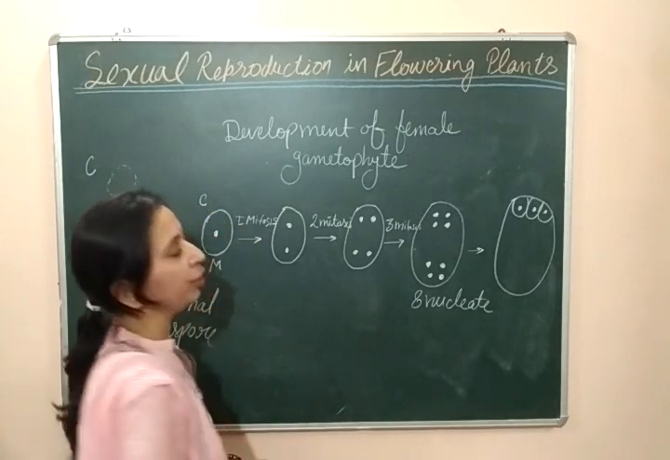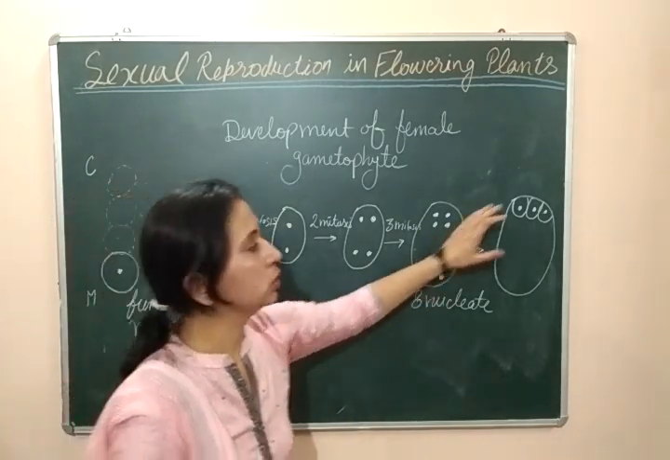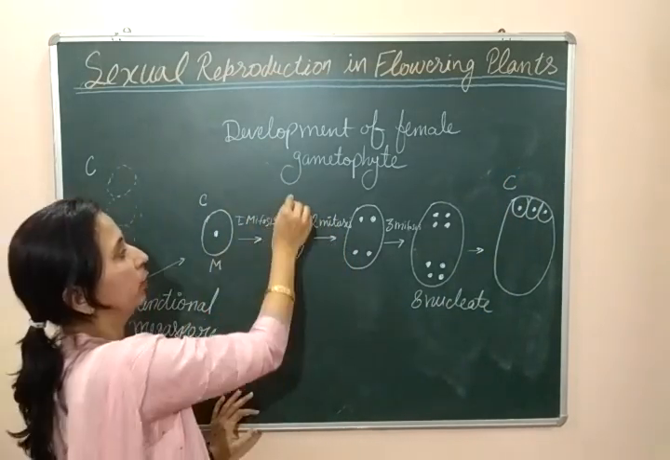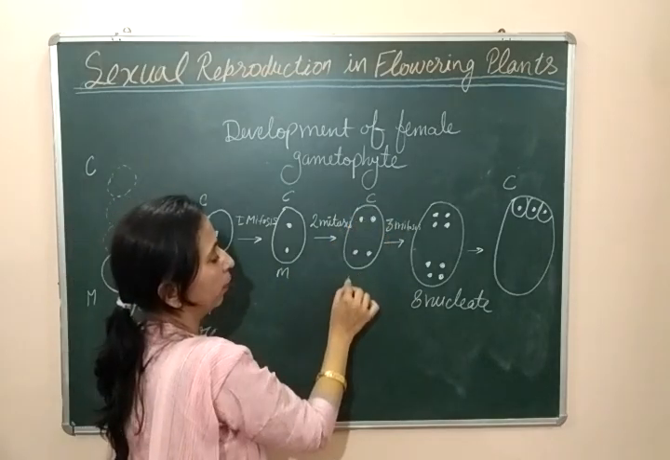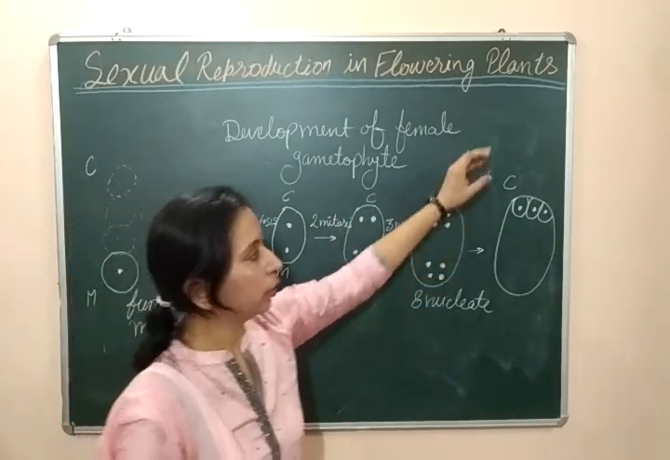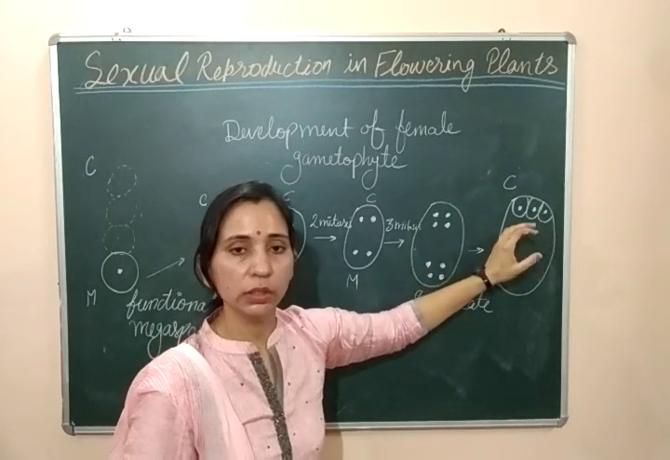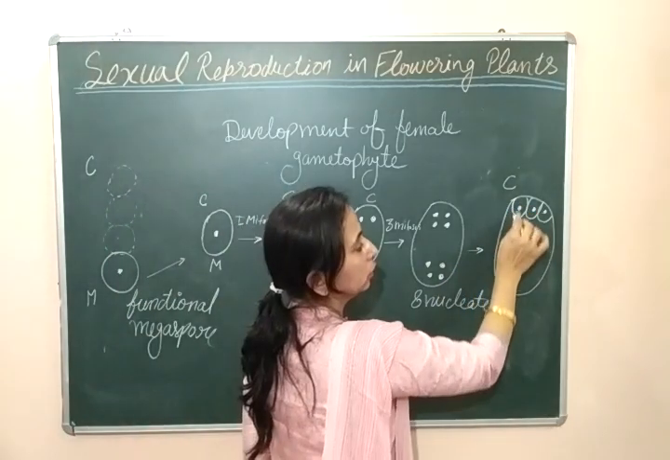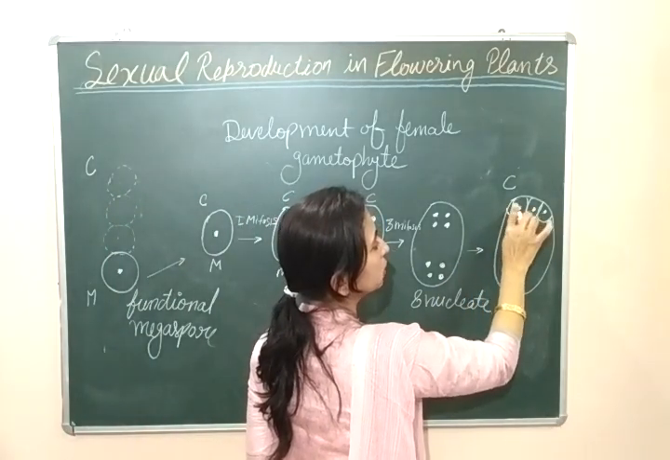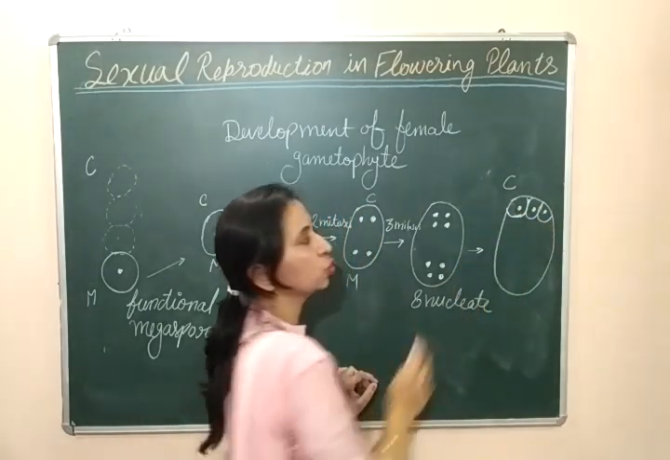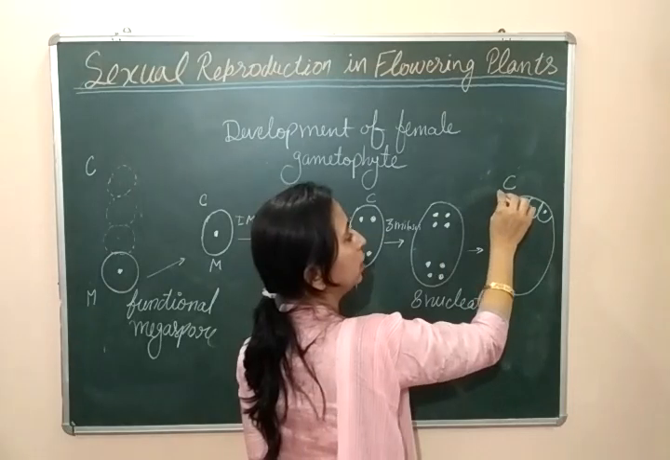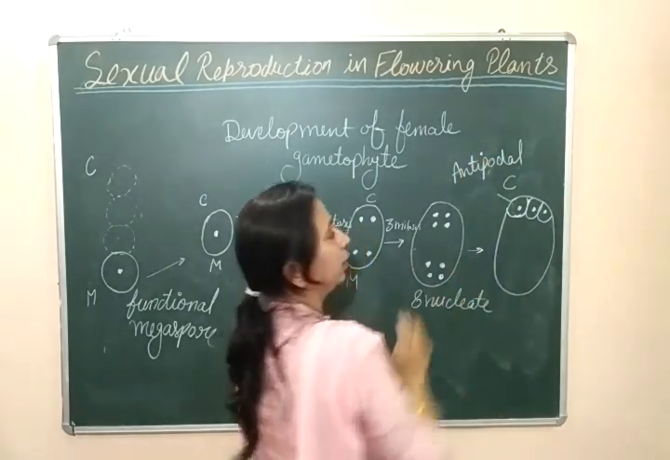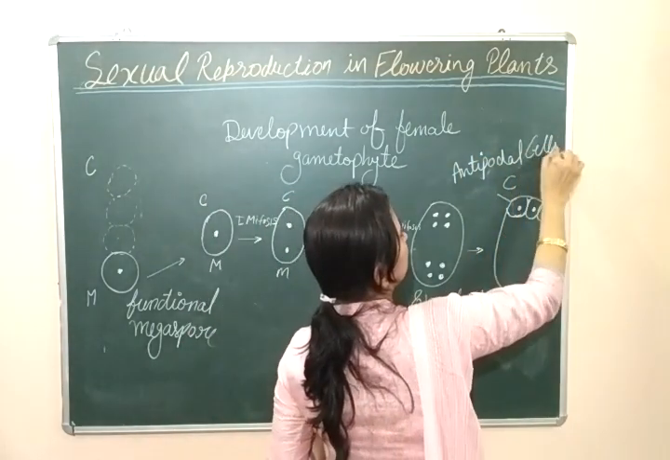The 3 nuclei which will arrange towards the chalazal end. Let's mention the ends here. This is our chalazal end. We are mentioning here from the start, chalazal end and micropylar end. This is also the chalazal end and micropylar end. The 3 nuclei will arrange towards the chalazal end and form cell walls and become the 3 cells. These 3 cells which arrange towards the chalazal end are known as antipodal cells.